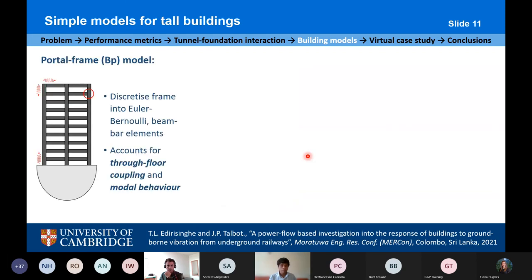The first simple model that we considered was a portal frame model. This is where we represent the building as a simple frame and then model each individual element as Euler-Bernoulli beam-bar elements to discretize the frame. In this particular model, we account for the two-floor coupling that occurs when we have a floor connected to the column, and it also accounts for the modal behavior. These are the resonances and anti-resonances that are accounted for in the particular structure.